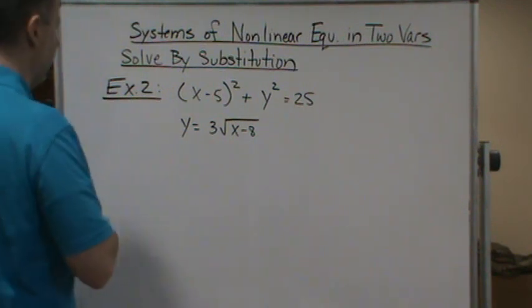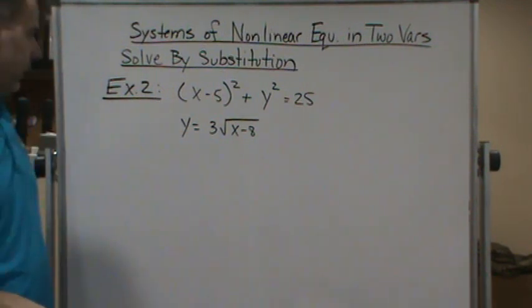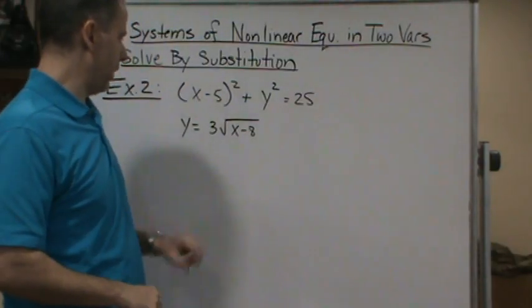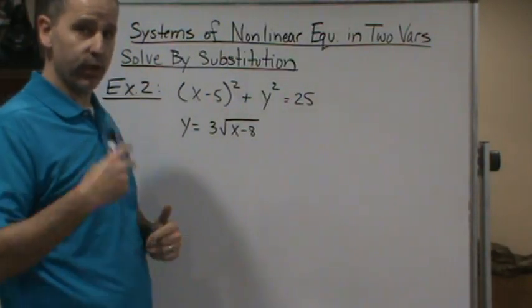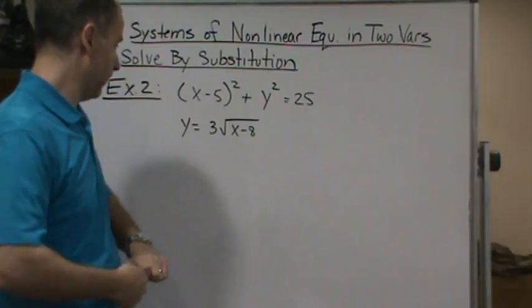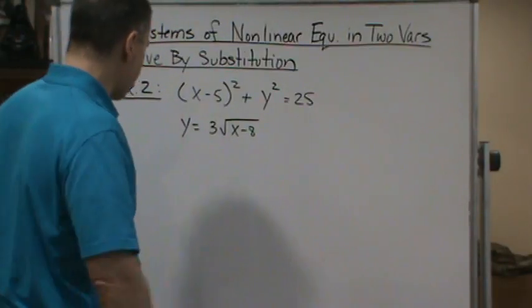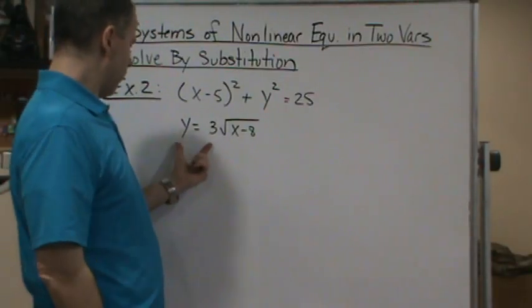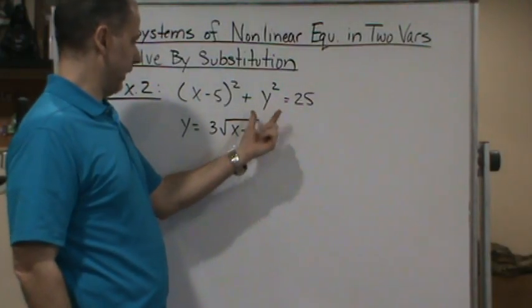All right, here we go. So here's another example where we have two nonlinear equations with two unknowns, and we're going to solve this by using substitution. Okay, so now, this is already solved for y, so we're going to go ahead and plug it in here.